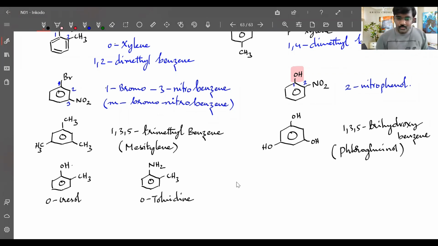Next, one more important example. On the benzene ring, suppose I have CH3CO. This we call the acetyl group, C double bond O CH3. So this particular compound is acetophenone.